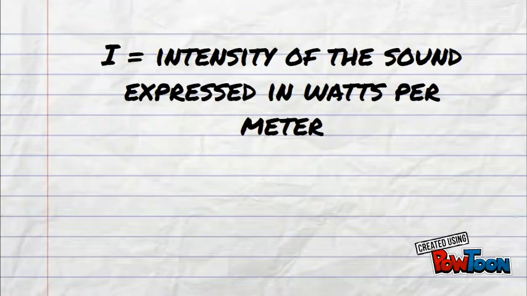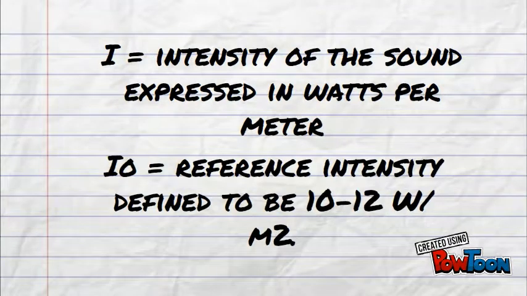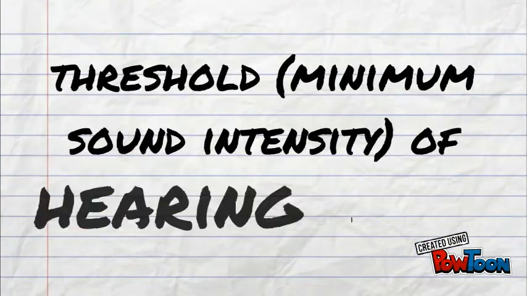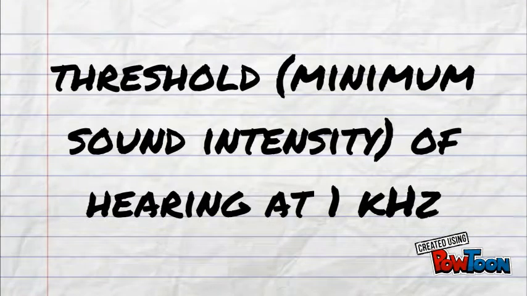What about the units? I is the intensity of the sound expressed in watts per meter square, and I0 is the reference intensity defined to be 10 to the minus 12 watts per meter square. This value of I0 is the threshold of hearing at 1 kHz for a young person under the best circumstances. As I over I0 is a dimensionless ratio, the intensities only need to be expressed in the same units, not necessarily watts per meter square.